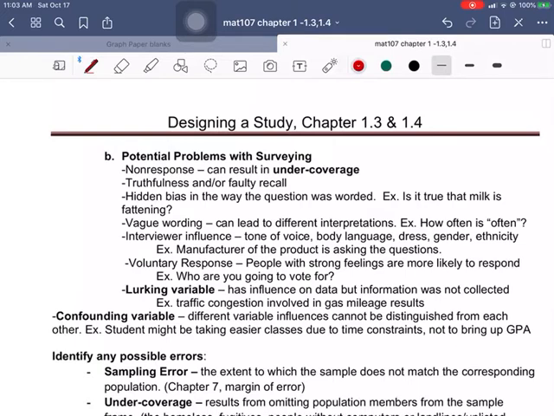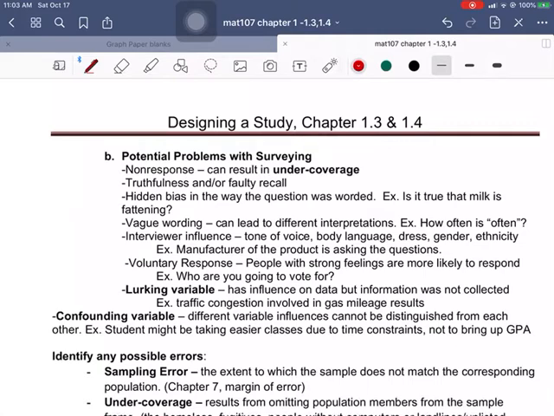Vague wording can lead to different interpretations. Like how often is often? Do you watch TV a lot? No, I don't watch TV a lot, only about 12 hours a day, right? Do you have a lot of cats? No, I only have 12 cats, right? So it's an odd thing.